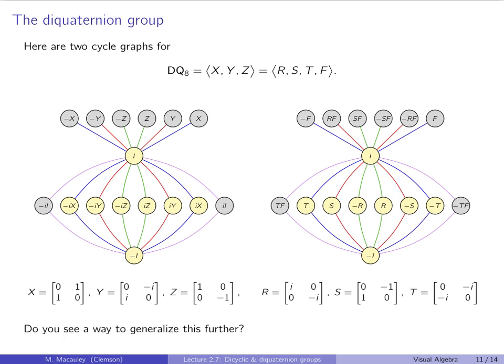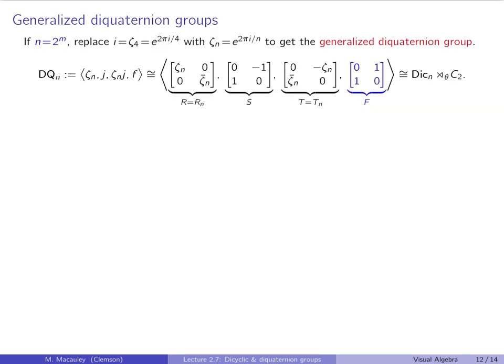Let me ask you a question. Do you see a way to generalize this further? What do you think? Pause this lecture. Take a few moments to think about it. What if we use a different root of unity, like we did with the dicyclic groups?